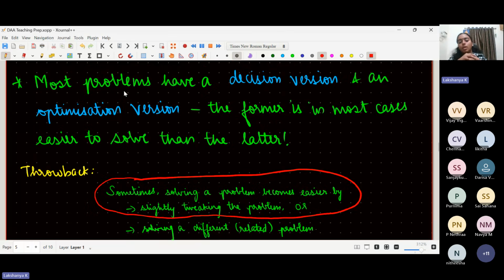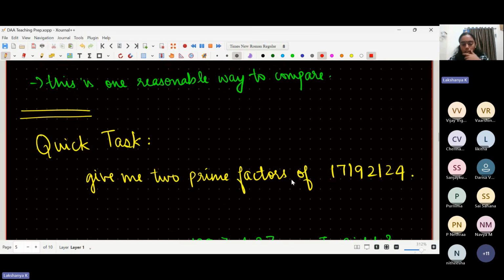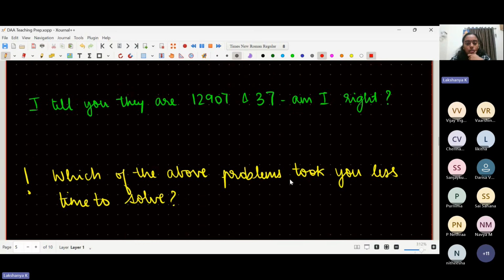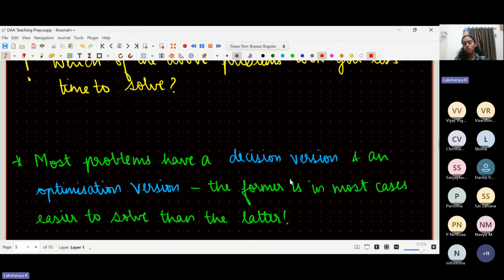So that's the idea. Most problems have a decision version and an optimization version. When I say optimization version, I'm using it in a very broad sense. I do not necessarily mean maximize or minimize something. I just mean find the best possible solution. In some cases, it could just be find a solution. So for this question here, it's just find a solution, right? So when I say optimization version, I simply mean you have to solve the problem and find the solution.